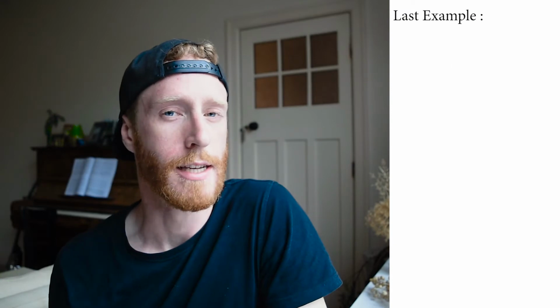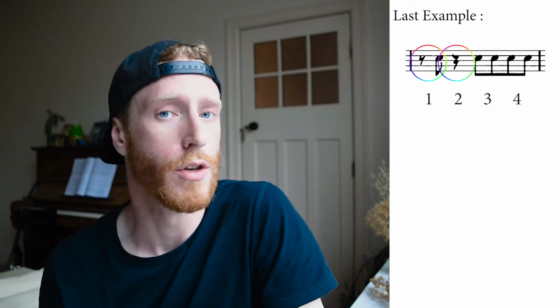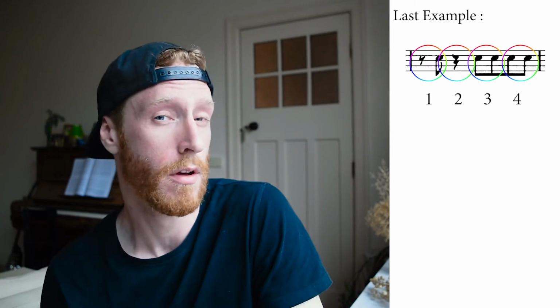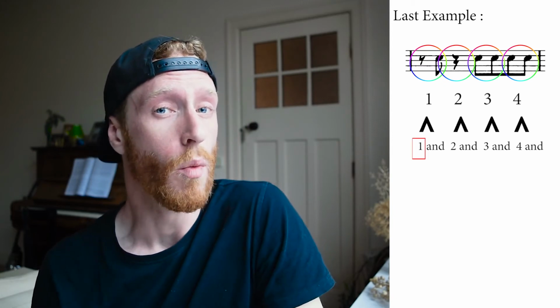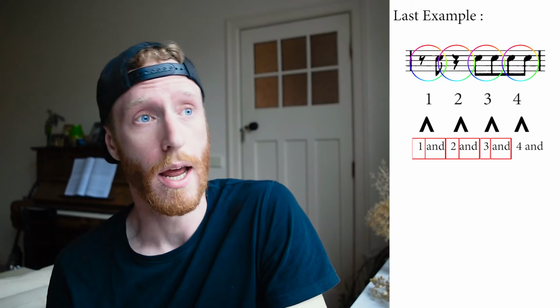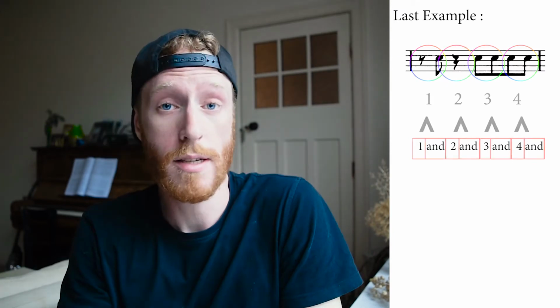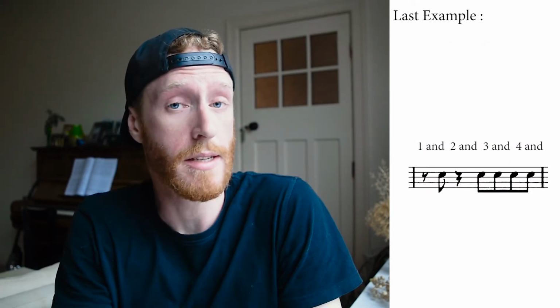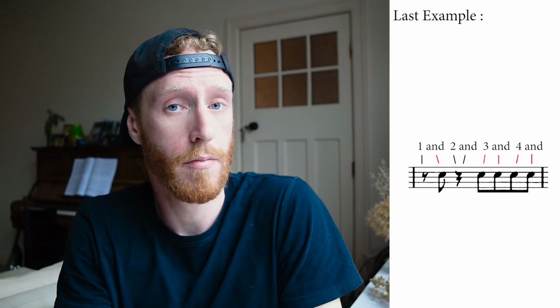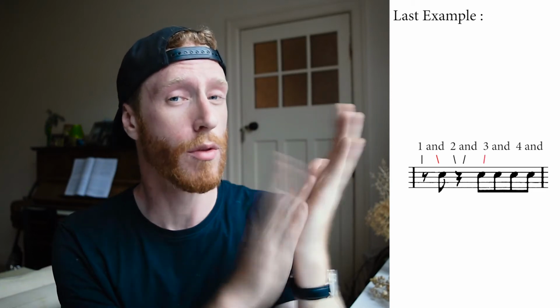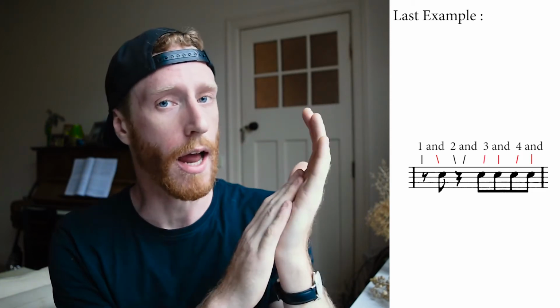Alright, last example. Same deal. Where are our 4 beats? 1, 2, 3 and 4. Now we're going to split them. 1 and 2 and 3 and 4 and. And lastly, we just check to see where our beats line up with the count. Doing this example with our new count, it's going to sound like 1 and 2 and 3 and 4 and. Kind of making sense?